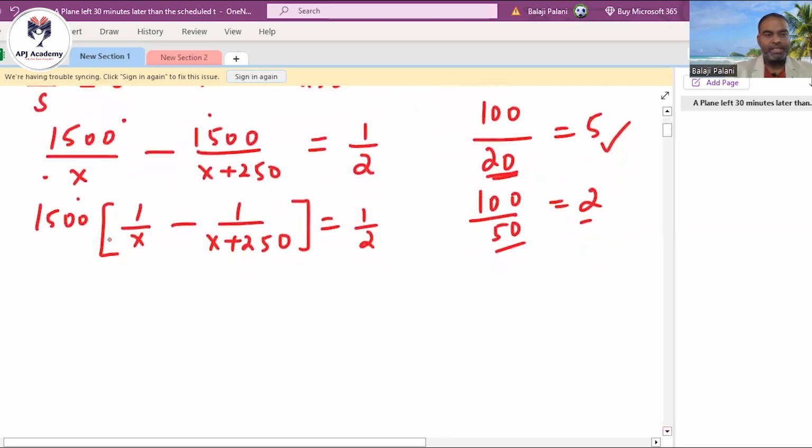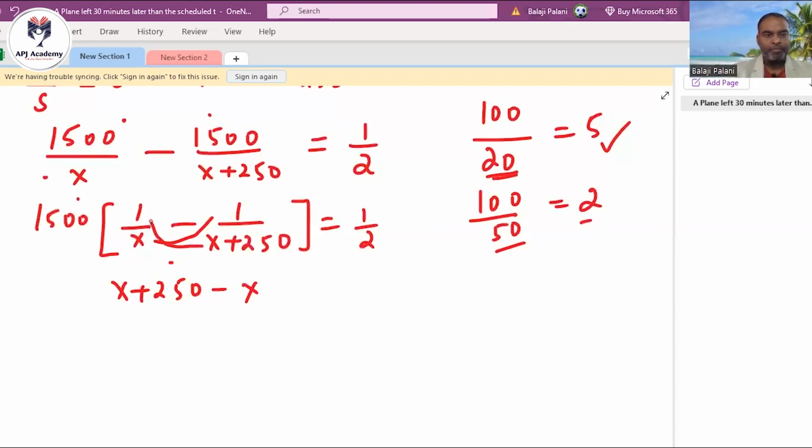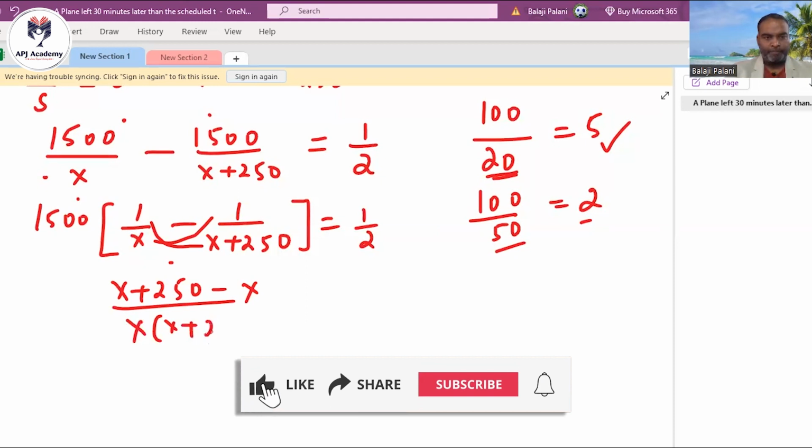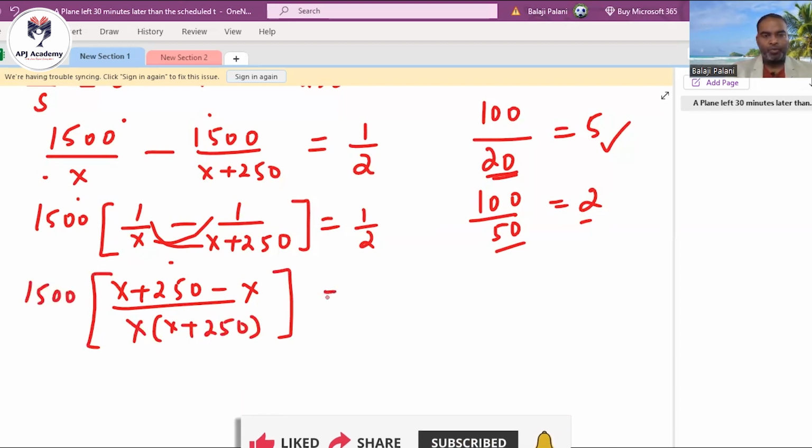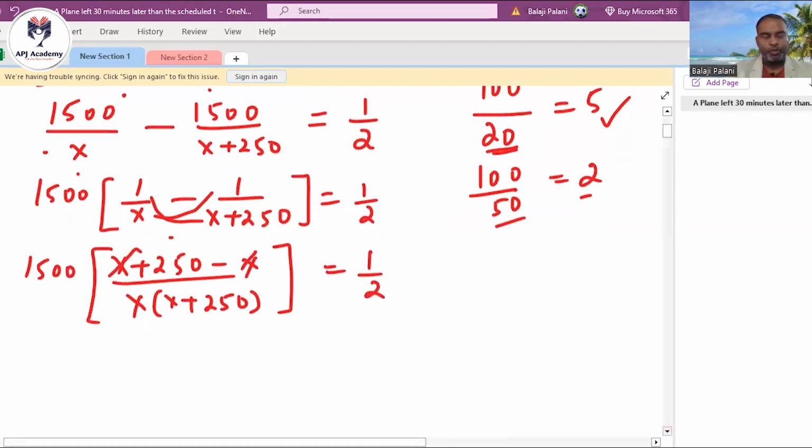Now let's do LCM for these terms within the bracket. So அப்படியே நம்ம cross multiply பண்ணி LCM பண்ணலாம். x plus 250 minus x into 1. See, we are doing cross multiplication, LCM over x into x plus 250. Okay, so இதுதான் வந்து brackets குள்ள இருக்கிற terms இப்போ common denominator ஆக்கியாச்சு. I have 1500 here and 1 by 2 on the right hand side. இப்போ என்ன ஆகும்? x and x will get cancelled, so you'll only have numbers in the numerator now.